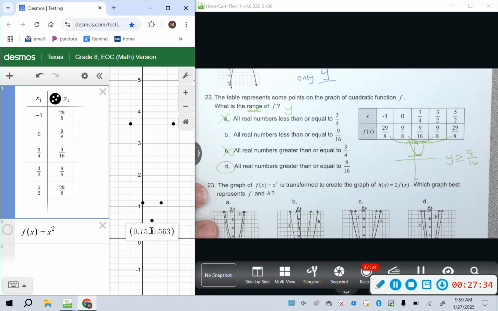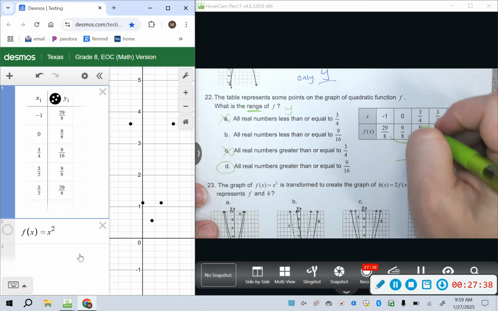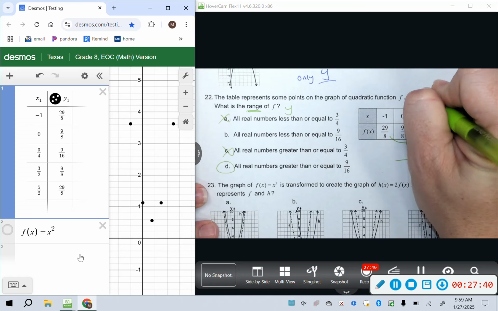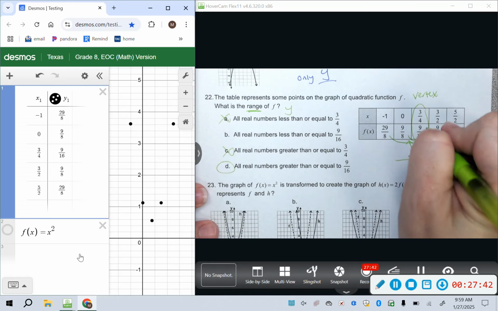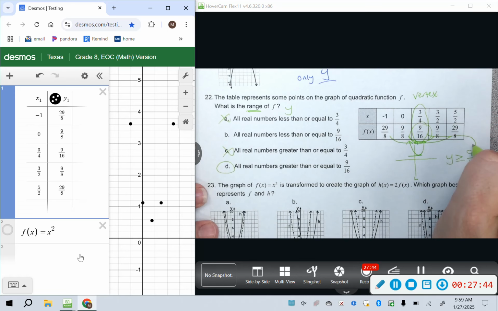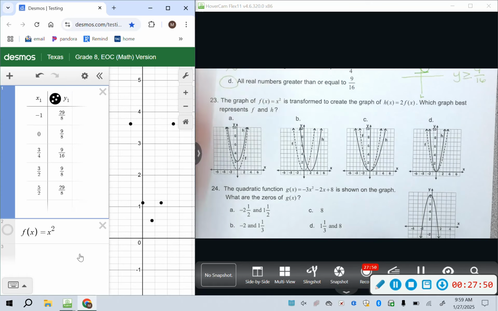Now, that's the easiest way to figure this out, because this is my vertex, and the y of my vertex is always used in my range. Okay, let's look at 23.